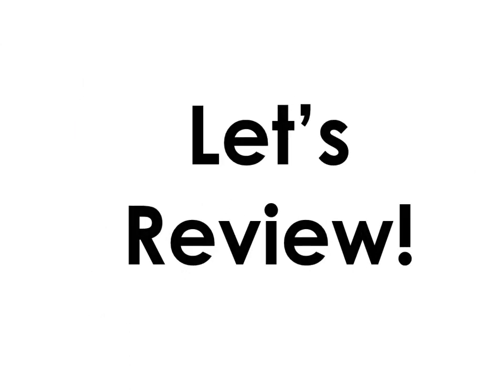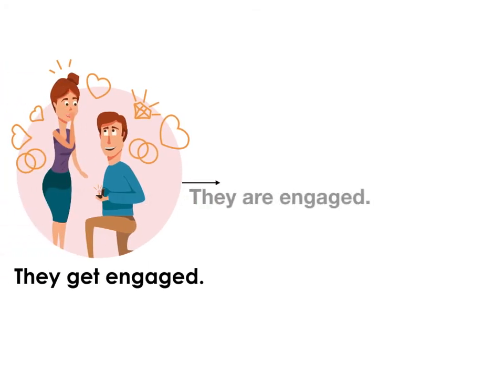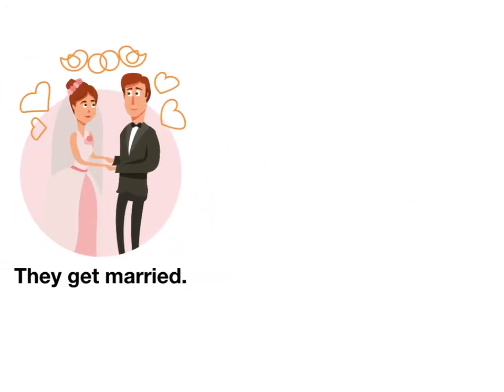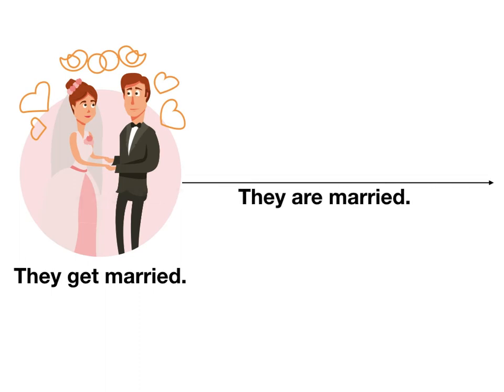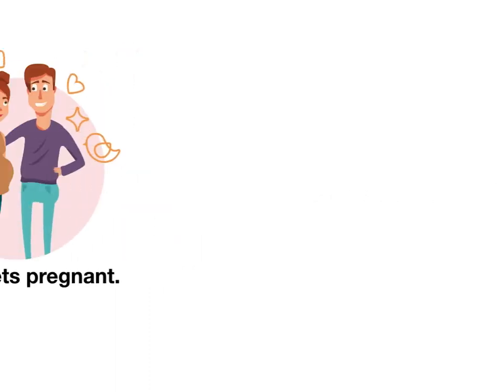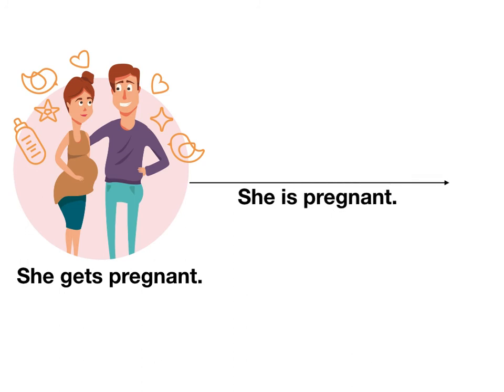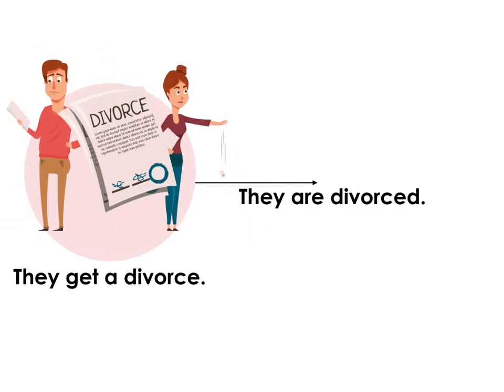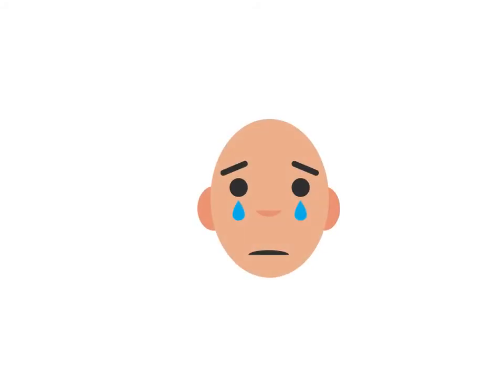Let's review. They get engaged, and then they are engaged. They get married, and then they are married. She gets pregnant, and then she is pregnant. They get into a fight, and then they are fighting. They get a divorce, and then they are divorced. Sad ending to this story.